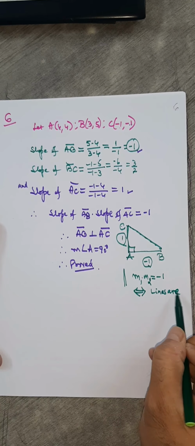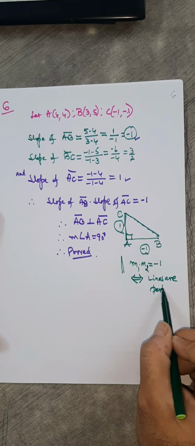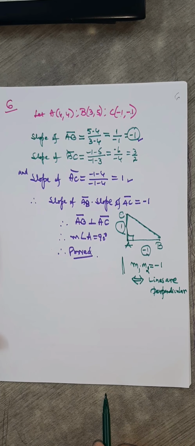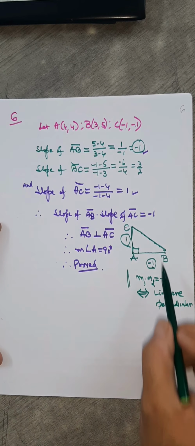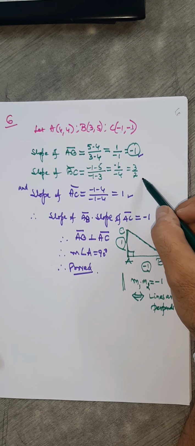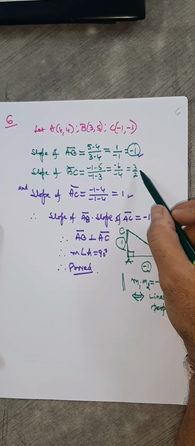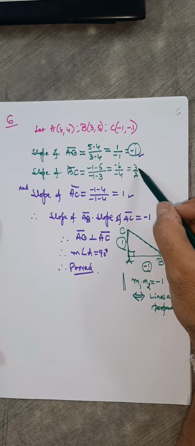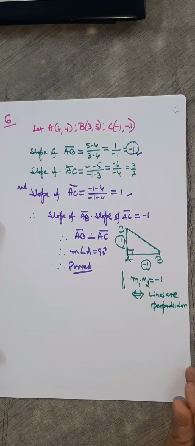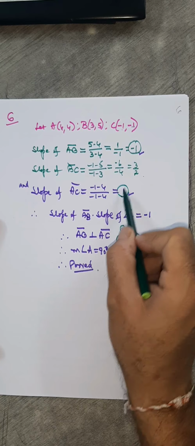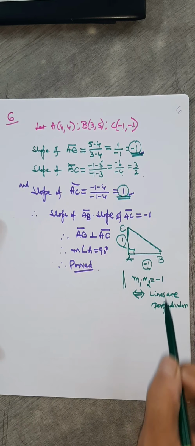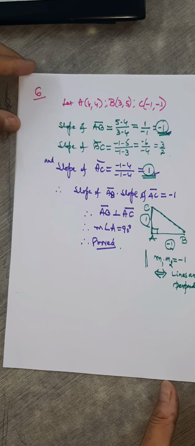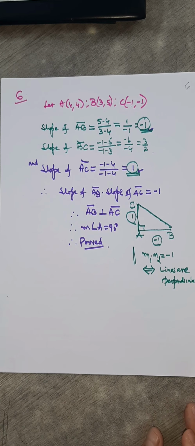Lines are perpendicular. We have already discussed. Clear? Understood? So no Pythagoras theorem. Suppose in the first two, if I'm getting product equals -1, then no need to find the third. Suppose here I'm getting -1 and here I'm getting 1. So product equals -1, then no need to get the slope of the third one. Then the corresponding line segments must be perpendicular to each other. We have not used the Pythagoras theorem here. Chalo, let's go to the next question.